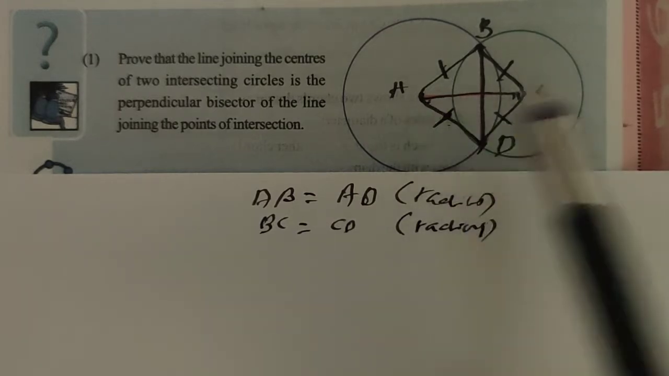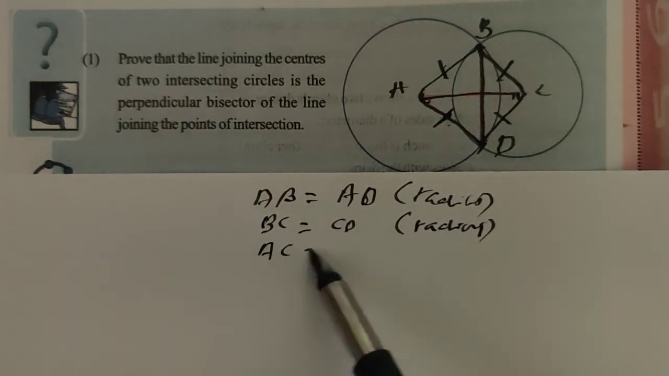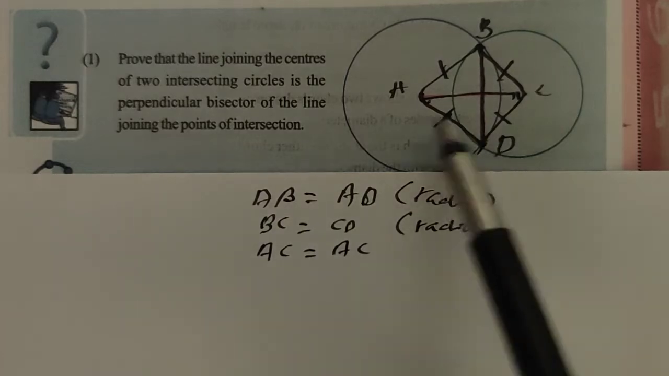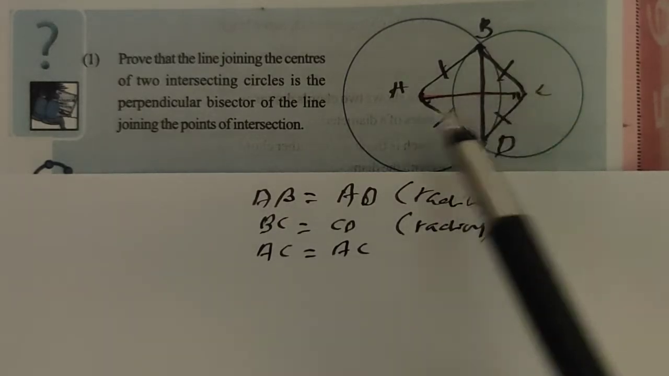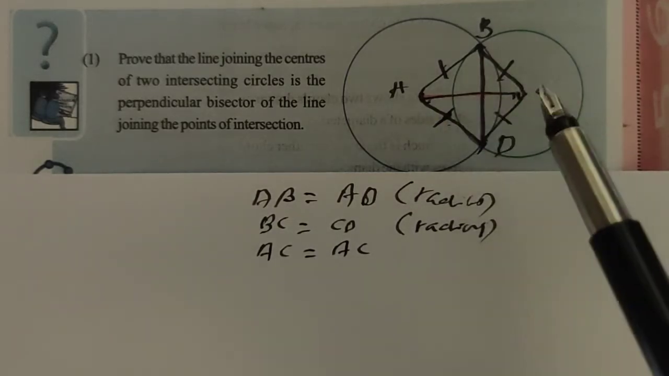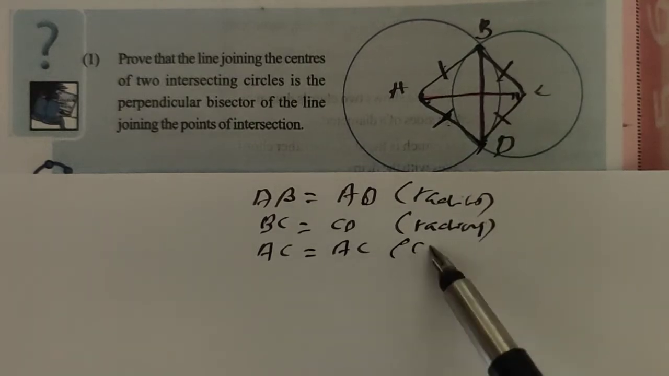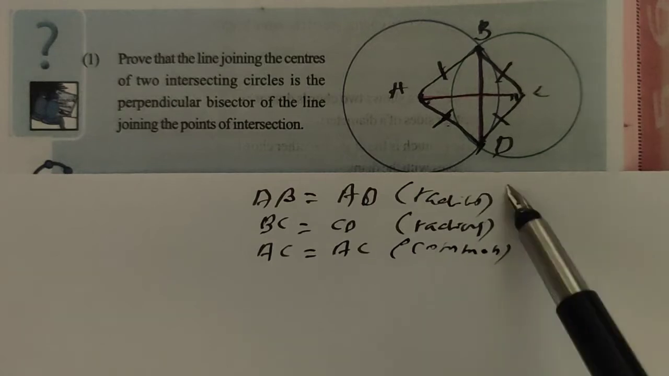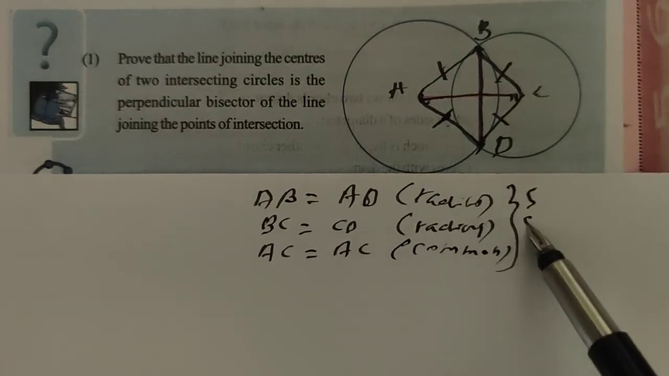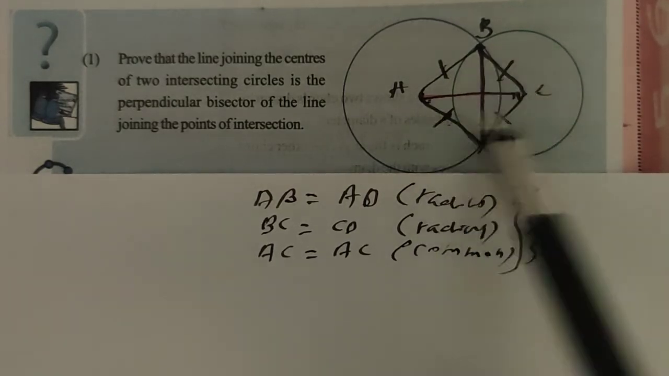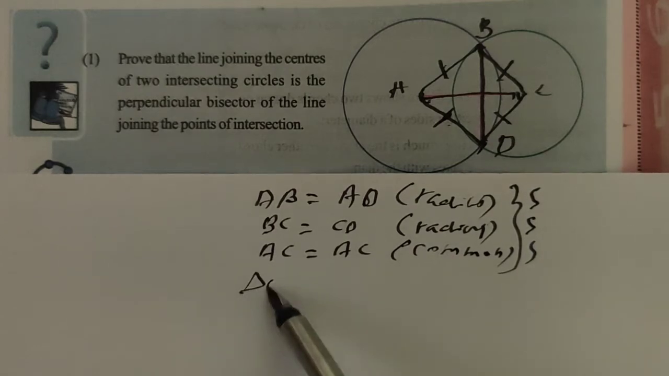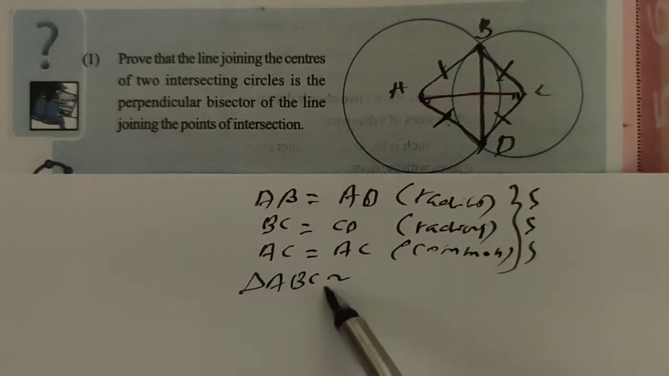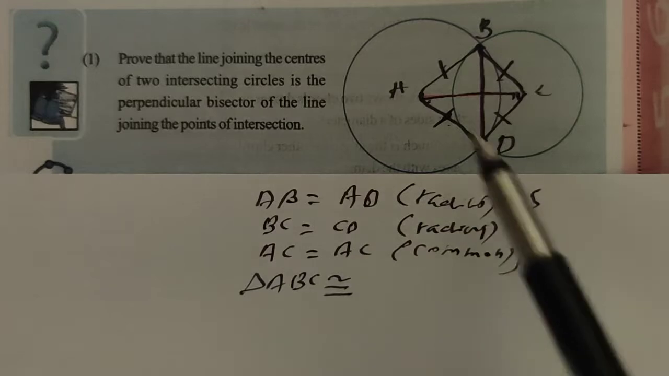And AC is the same as AC. You can see AC of the upper triangle is the same as AC of the lower triangle, because they are common sides. Therefore, by SSS criteria, we can see triangle ABC is equal to what? Triangle ADC.